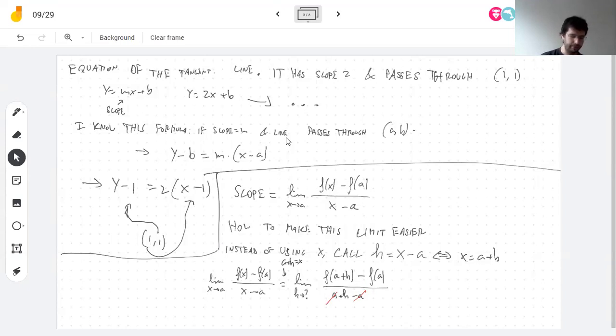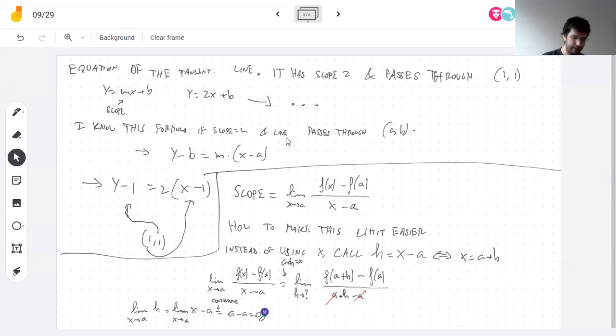Well, except I don't know what happens to H. What is the limit of H? What happens to H as X approaches A? I know how to do this limit. I just said that H is X minus A. This function is continuous, I can plug in, it's a polynomial. H is approaching zero. H is the difference between x and a. It makes sense that as x gets closer to a, the distance between them approaches zero.